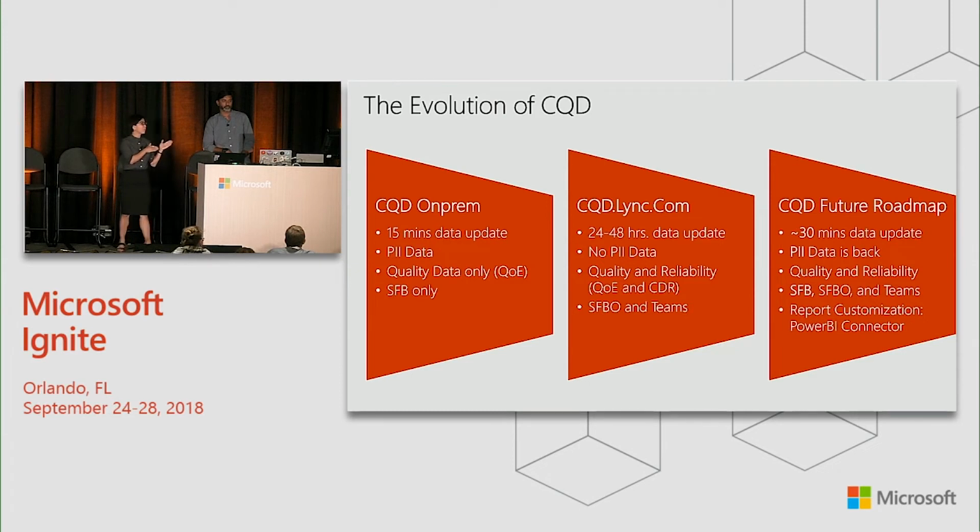The difference between CQD on-prem and CQD online, the middle part, is that we start having the reliability data, not just the QE data. And the future roadmap, the interesting part that I would like to share with you, is that we are going to have lower latency, closer to 30 minutes, and PII data is back. And we have quality and reliability updates, including Teams. We have SFB, SFDO, and Teams. You can probably already see some of the on-prem federated calling available, but with the SFB on-prem connector, you will get both. So see how excited I am?